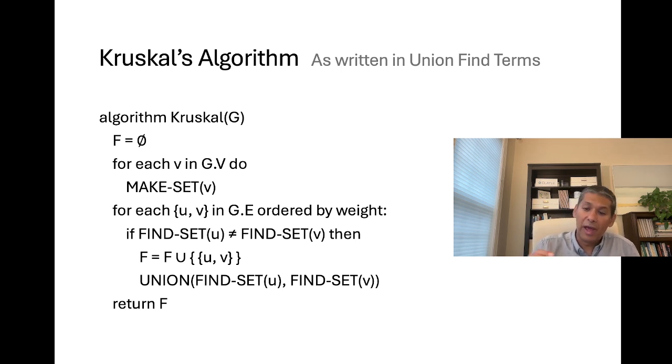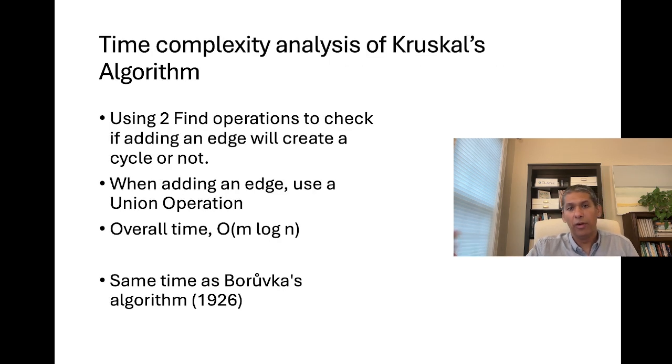Okay. Now both the union and the find operations run in faster than log n time, but for this perspective, log n is sufficient. So therefore, the entire algorithm can run in m log n time here. So both the two find operations and the union operation take less than log n time. So therefore, the overall time will be m log n.